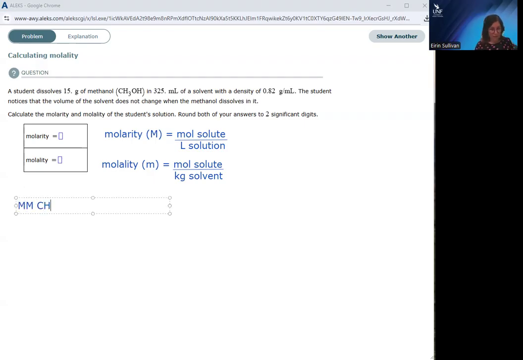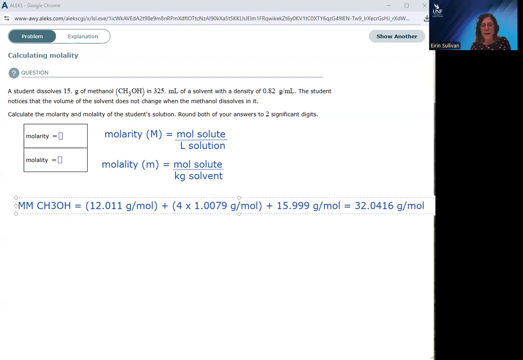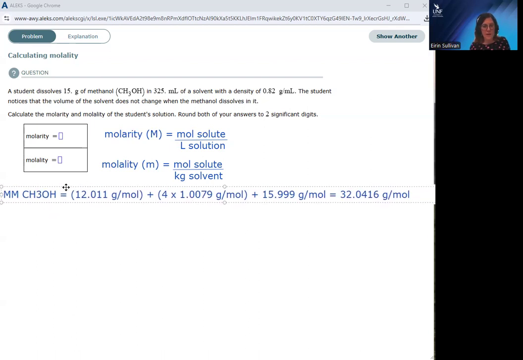So my molar mass of methanol, CH3OH, is going to be, let's see, 1 carbon, so 12.011 grams per mole, plus 4 total hydrogen, so 4 times 1.0079 grams per mole, and 1 oxygen, so 15.999 grams per mole. I got that comes to approximately 32.0416 grams per mole. You may have slightly different depending on how many sig figs is on the periodic table you're using. If you are working in ALEKS, I suggest you use the ALEKS periodic table just to be sure.